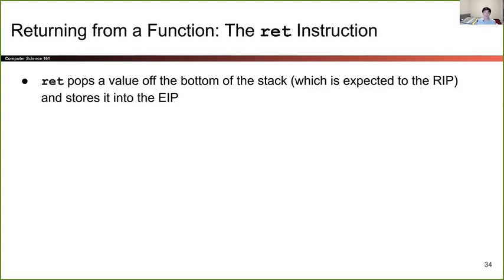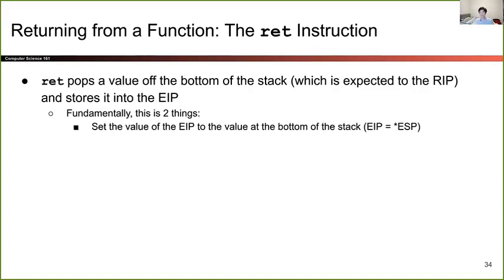This is going to pop a value off the bottom of the stack, and at that point, we're expecting it to be the RIP, and store it into the EIP. So this is really two things. One, it's going to set the value of the EIP to whatever is at the bottom of the stack, because we're expecting that to be the RIP. So we're returning to our original flow of execution.